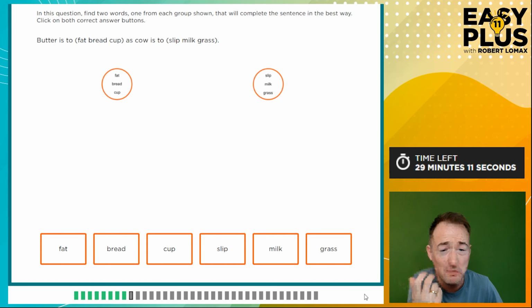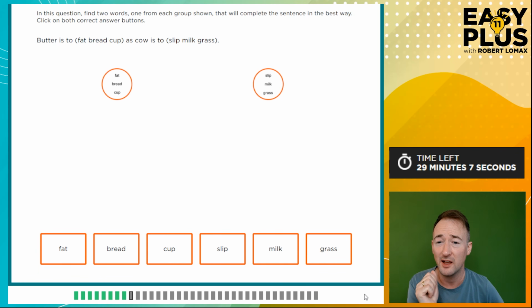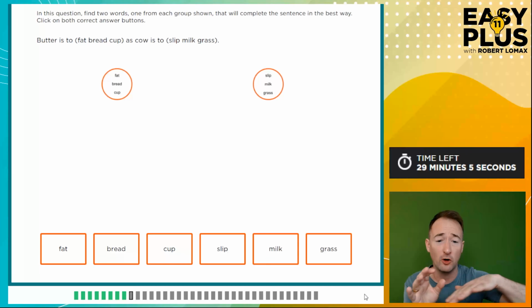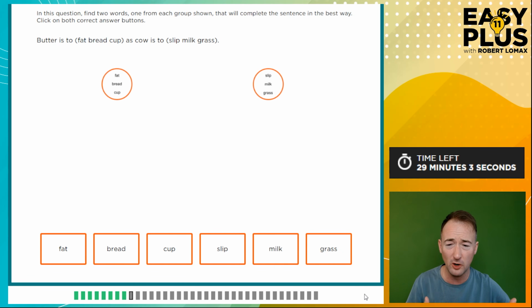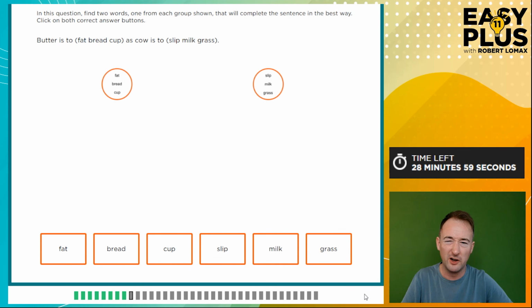Well, one thing that I immediately notice here is that you put butter on bread and a cow might be on some grass. So we've got things that go on top of each other. So that's a potential answer. But you spread butter on the bread, whereas the cow just is on the grass. You probably aren't spreading the cow on the grass. So there's a kind of similar relationship, but it's also a bit different.